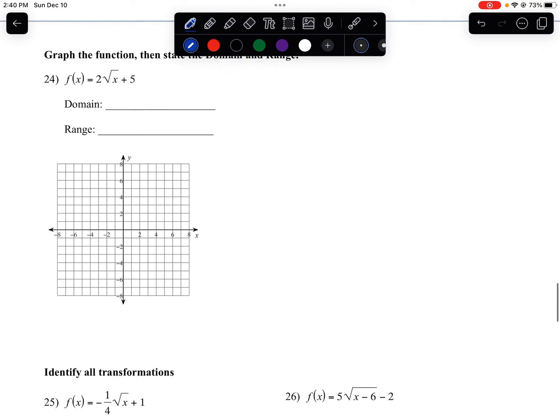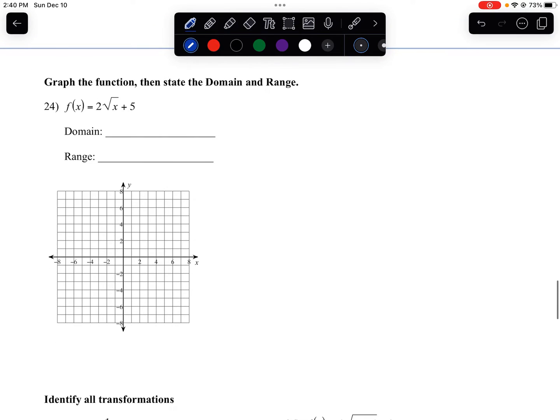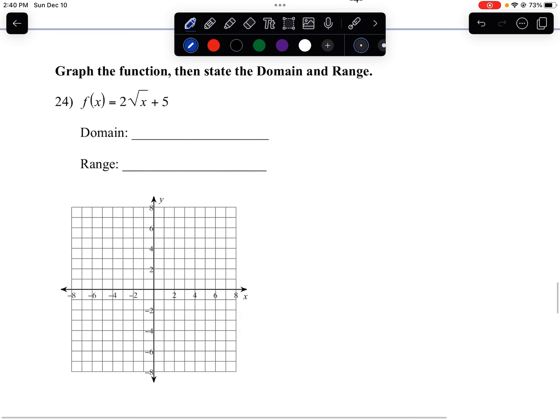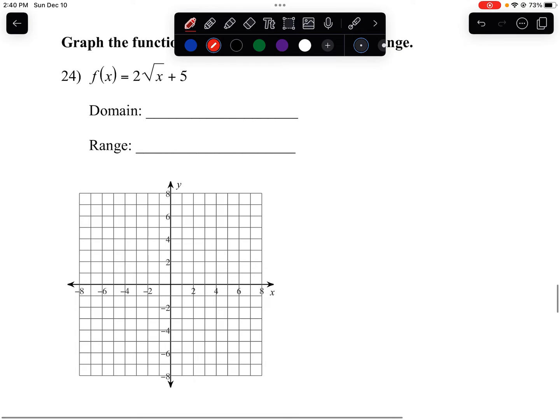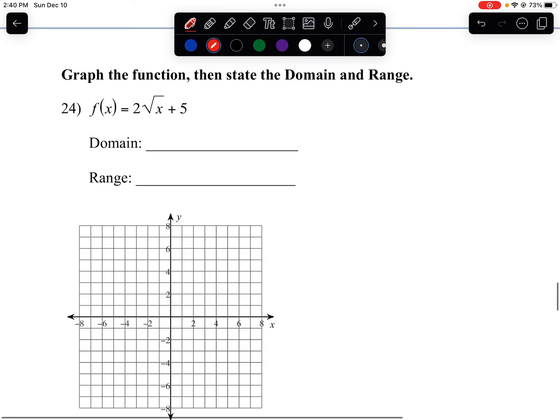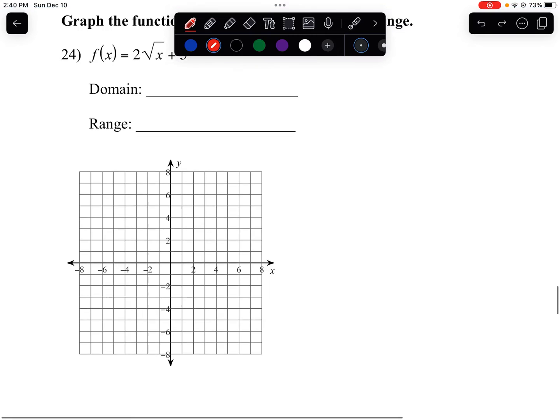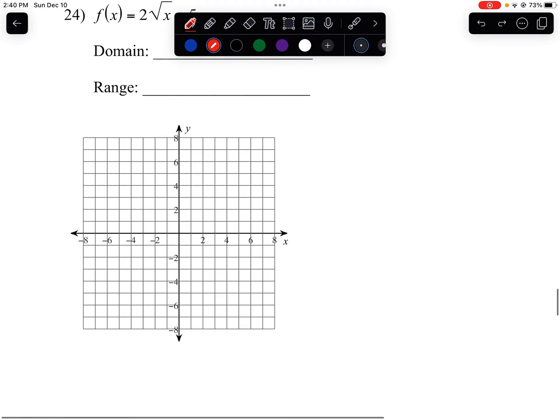Alright, so we're going to finish with this last part. Graph the function, state the domain and range. First, this is a square root function, just so you know, and I'm going to remind you how to graph the parent function of the square root function because it's helpful.